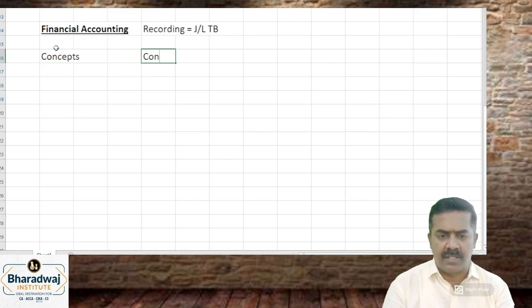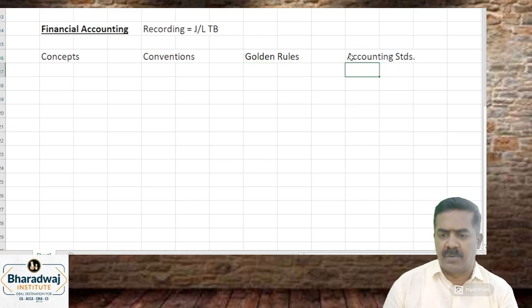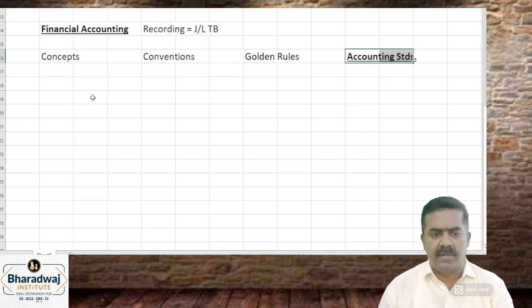We have to observe certain conventions. And we have to follow golden rules. Apart from that, we have got accounting standards. Accounting standards are not covered at the foundation level, that is covered only at your intermediate level.